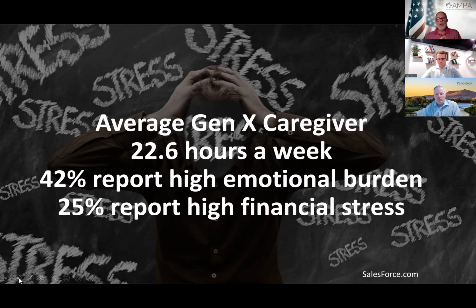And the average Gen X caregiver, that's mine and Gary's age, not Kel's age, spends about 22 hours a week taking care of a family member. And it puts a lot of stress emotionally and financially on them because they have to do that. So, having that peace of mind of how you're going to be taken care of, and that it's not going to affect your children and your grandchildren, can be a really big peace of mind for you and for your family.